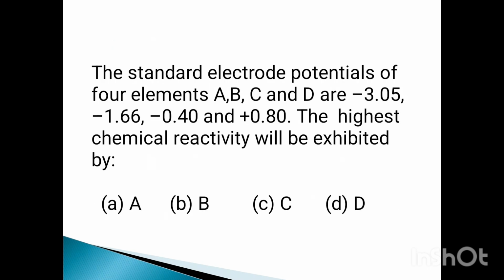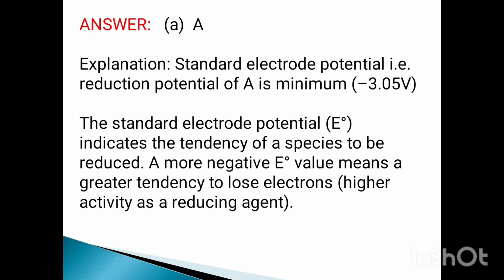Question number 2. The standard electrode potentials of four elements A, B, C and D are minus 3.05, minus 1.66, minus 0.40 and plus 0.80. The highest chemical reactivity will be exhibited by option A, A; option B, B; option C, C; option D, D. Yes, here the answer is option A.